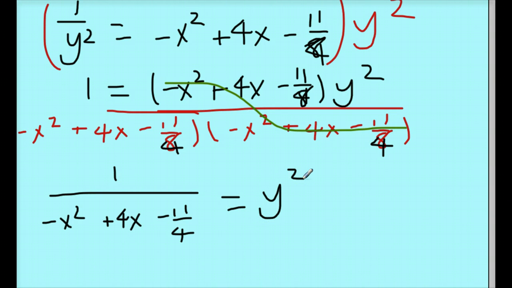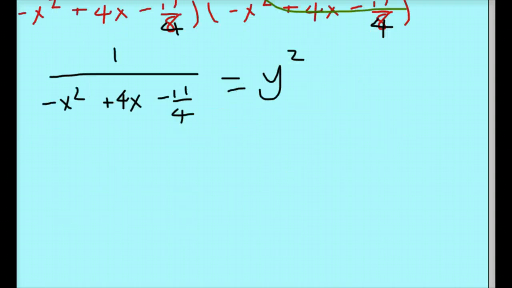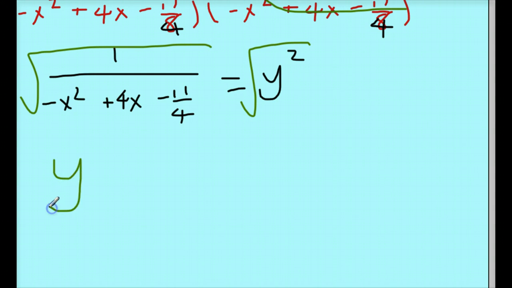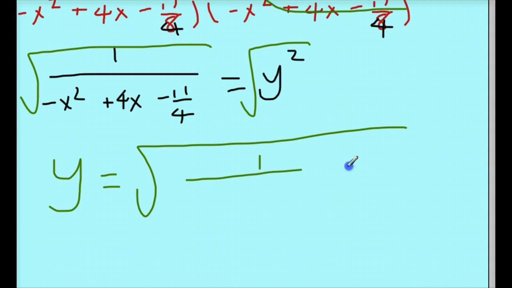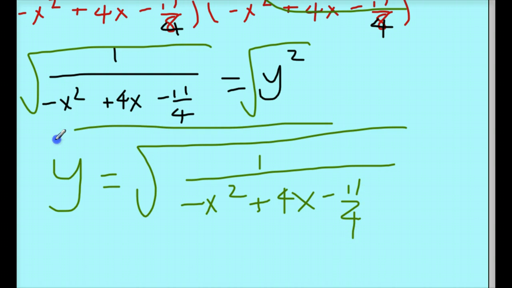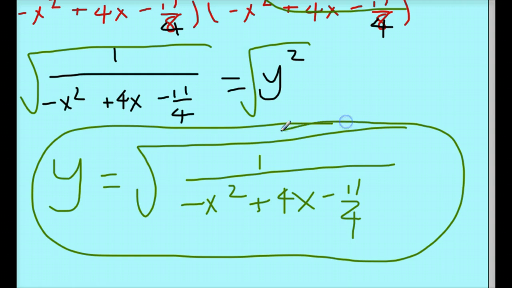So finally, in order to get my y by itself, I have to square root this whole thing. I square root this and I square root this. And just to get it into y equals, I see y is equal to the square root of 1 over negative x squared plus 4x minus 11 over 4. And this is the answer to our problem.